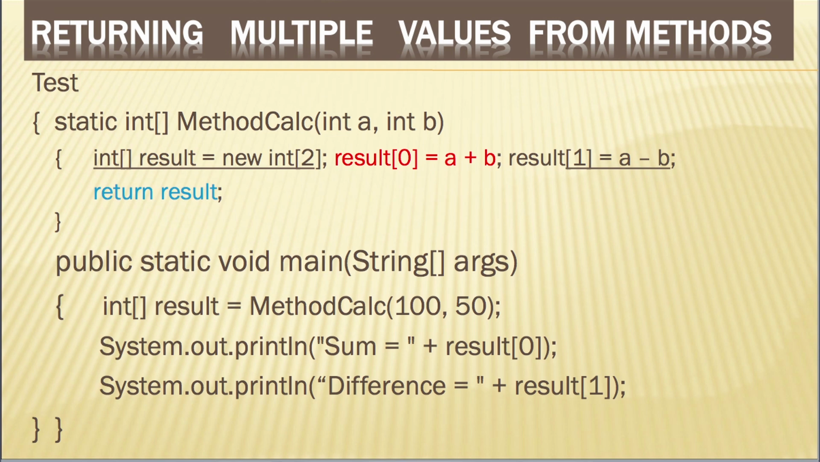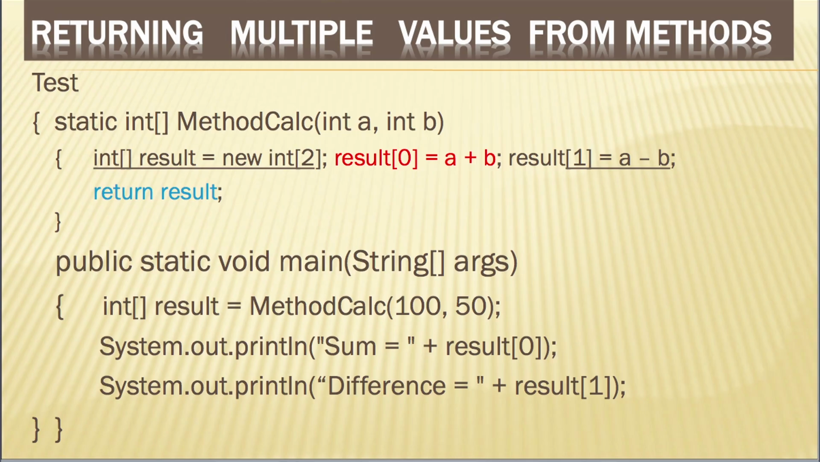At the 0 position we are storing a plus b. However, in one position of the result variable is the difference of a and b. And when we return this result, it will return both values. It will return the whole array, which has 2 spaces: in the first space we have the sum of 2 numbers, and in the second space we have the difference of 2 numbers.